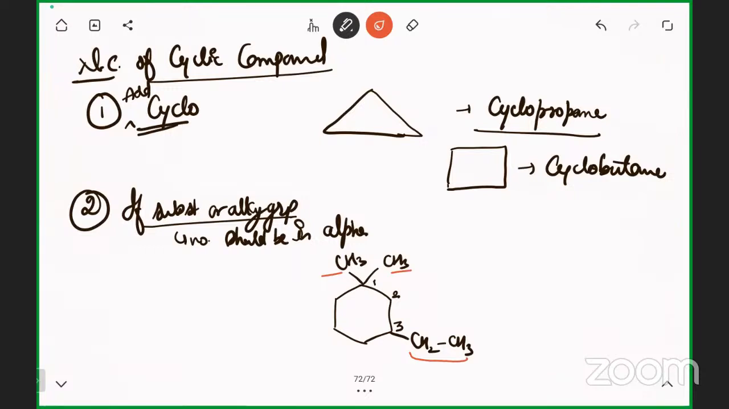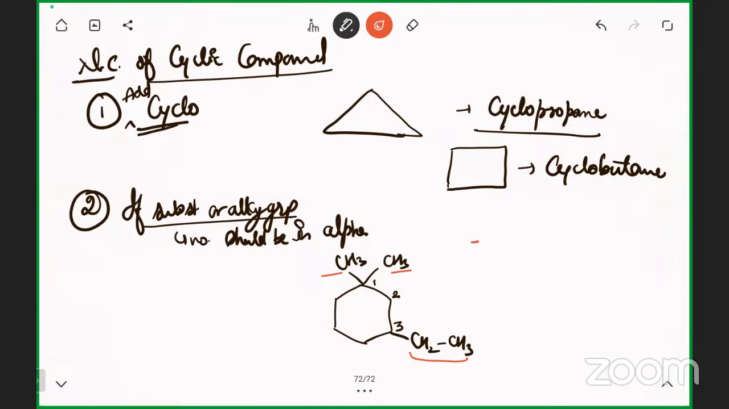If anyone is confused why I started from the CH3: for the minimum set of locants you can use 1 plus 1 plus 3, or 3 plus 1 plus 1, it will be the same, but you give priority to the CH3 because on the same carbon we have 2 CH3 groups. Later on, when you start doing these things, you'll get why I'm doing this.